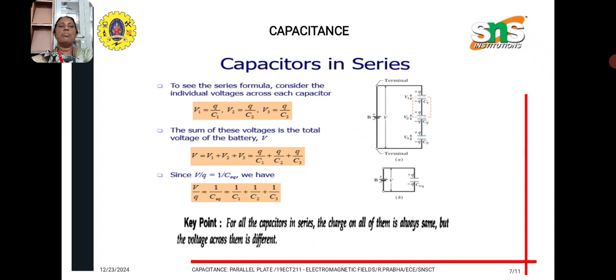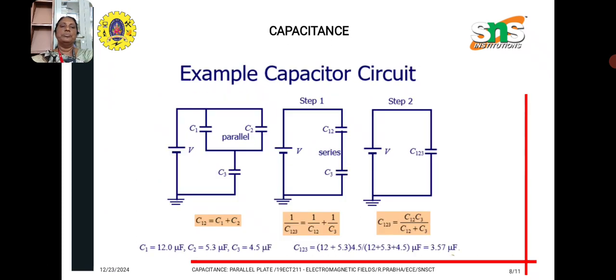Here in the diagram there are three capacitors connected. So V by Q is equal to 1 by C equivalent, which equals 1 by C1 plus 1 by C2 plus 1 by C3. For all the capacitors in series, the charge on all of them is always the same, but the voltage across them is different. Now this is an example capacitor circuit. Here C1 and C2 are in parallel, and these two are in series with C3. For finding the total capacitance C123, it is given by C12 times C3 by C12 plus C3. Suppose C1 is 12 microfarads, C2 is 5.3 microfarads, and C3 is 4.5 microfarads. We can calculate using this formula, and we get 3.57 microfarads.